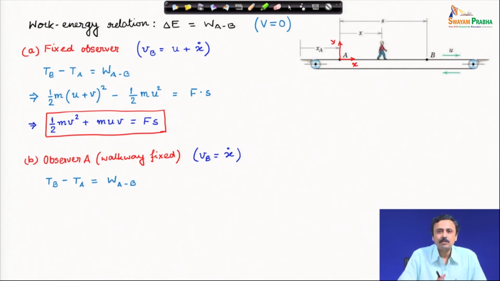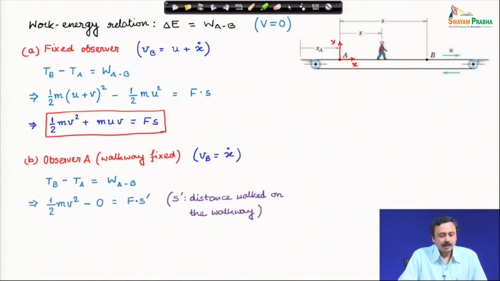Observer A is sitting on the walkway and writing down this work energy relation. What does this observer observe? The velocity at B, when the boy has reached this destination B, is v, the relative velocity. So final kinetic energy is half m v square, minus initial kinetic energy, which is 0, equals F times S prime. Now, what is this S prime?